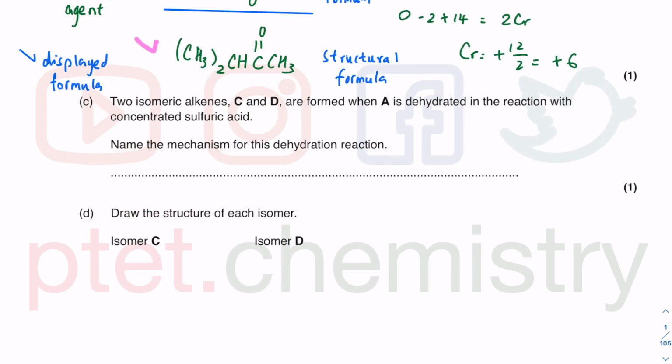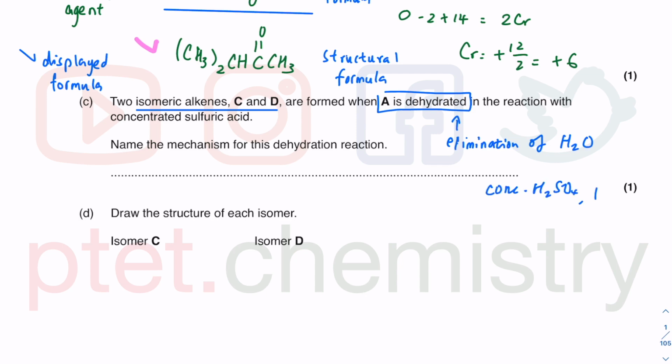In part C, we get two isomeric alkenes when you dehydrate A. So the dehydration of A, this is basically what you call the elimination of water. So you're going to kick out water molecules, so there's elimination of H2O. Very, very particular: you can use concentrated sulfuric acid, and also you heat it up to like 300 degrees Celsius to get rid of the H2O there. So name the mechanism. The mechanism is going to be elimination. The type of reaction is also elimination, to be honest.